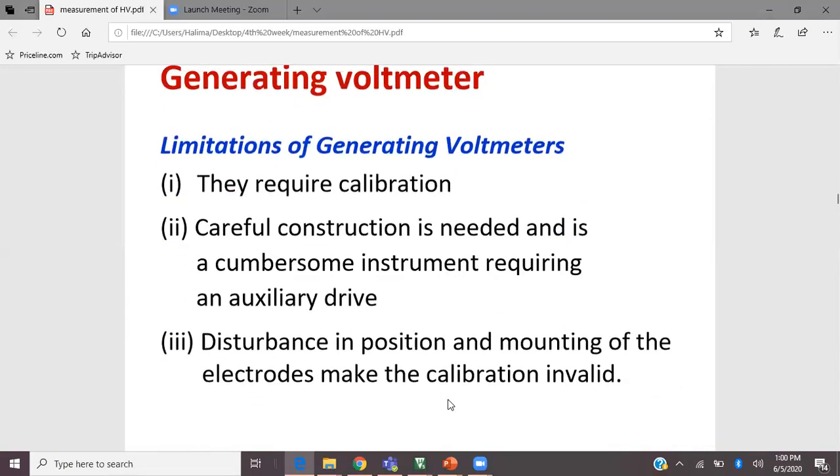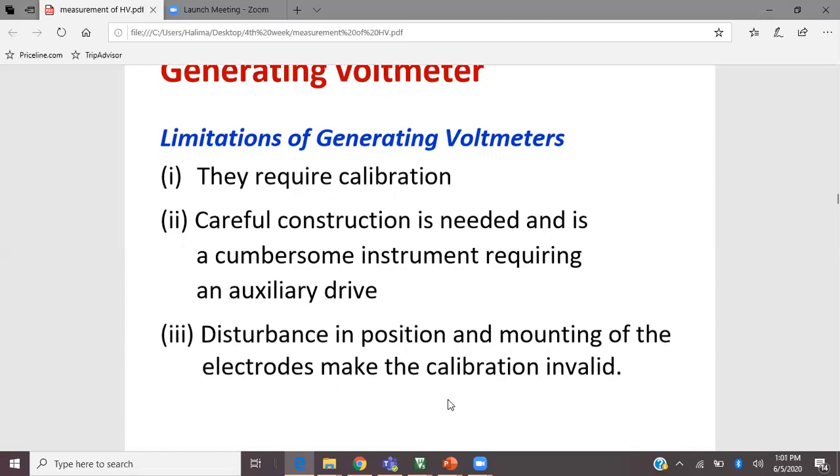Similarly, there can be some limitations of the generating voltmeters as well. For example, they require calibration, careful construction is needed, and it is a cumbersome instrument requiring an auxiliary drive. The disturbance in position and the mounting of electrodes make the calibration invalid.